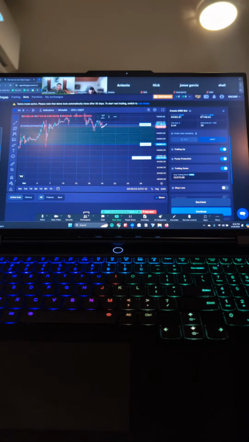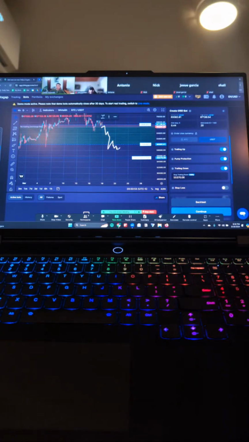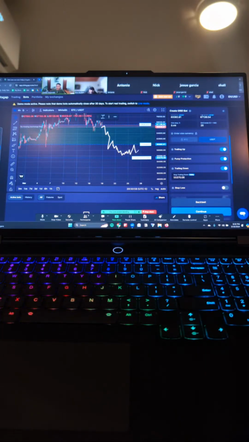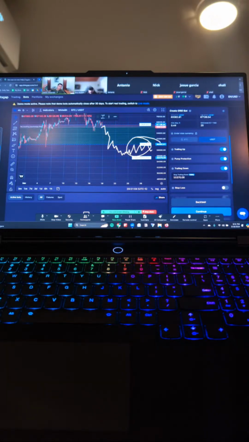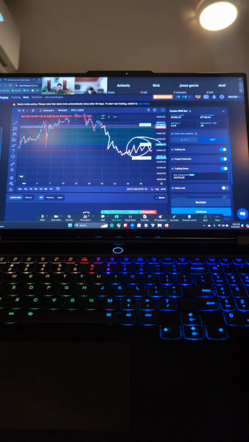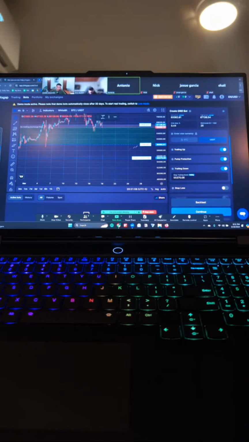But to answer your question, yes, you can make money on the way down, but to make money on the way down, there needs to be volatility. There needs to be strong up movements, so the bot can trigger those sell orders.